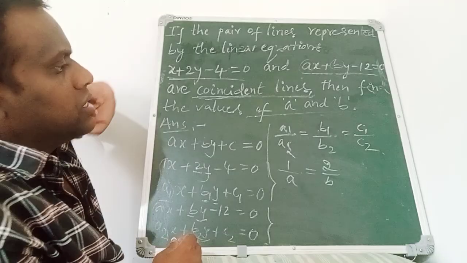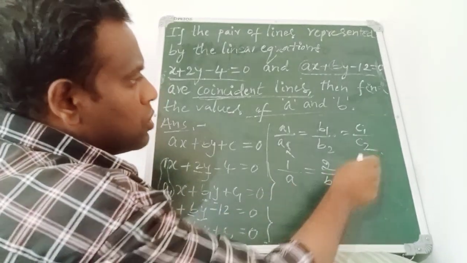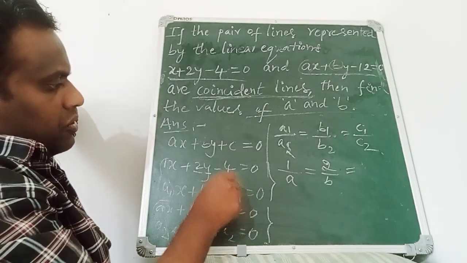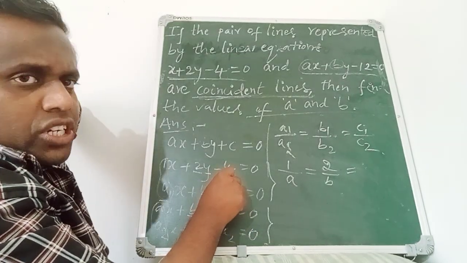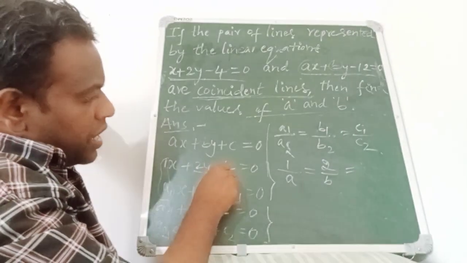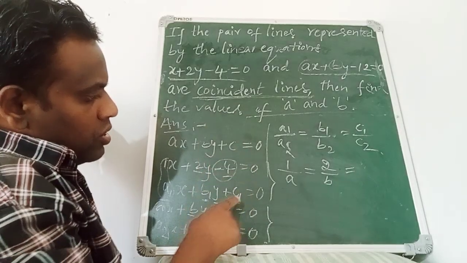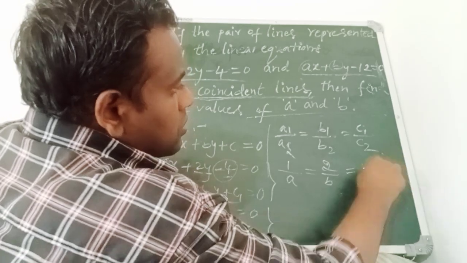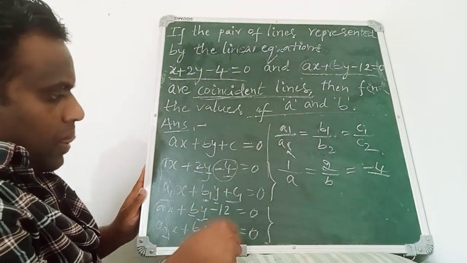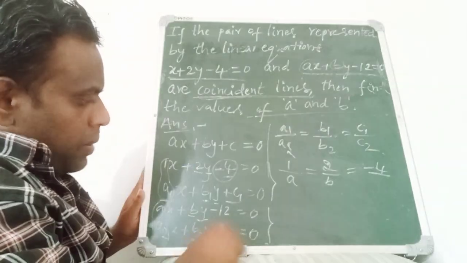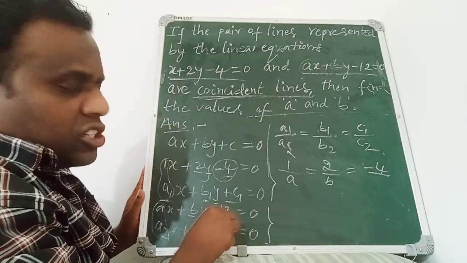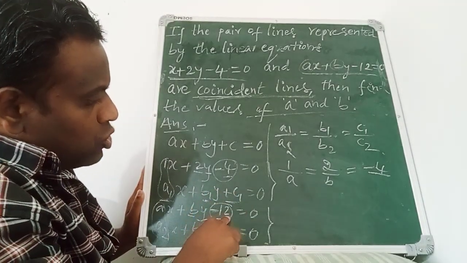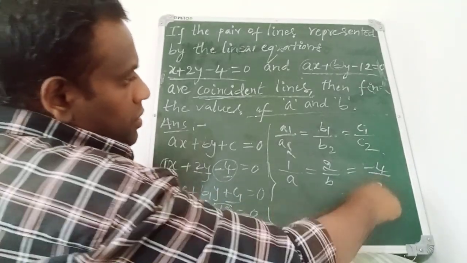Okay, so next that is equal to c1 over c2. In place of c1 what do we have? 4, but not just 4, you have to consider this sign also, minus 4. In place of c1 we have minus 4, I will write it here. Next to c2: in place of c2 what do we have? Not just 12, you have to consider this sign also, minus 12. This I am going to write here.